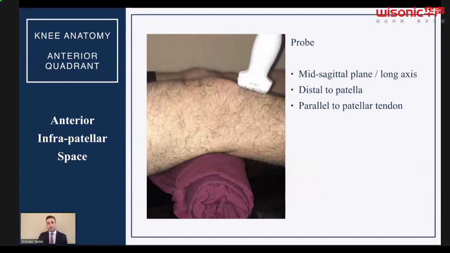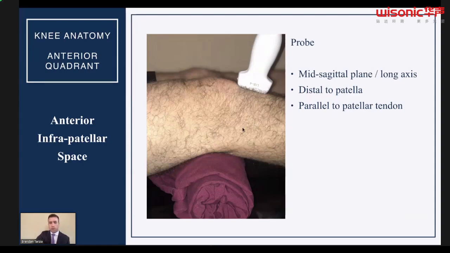You're going to have the leg extended again to that 15 to 30 degrees, and you're going to have it in the long axis, just parallel to the patellar tendon. And this time you're going to have the proximal end of the ultrasound probe just over the distal end of the patella.